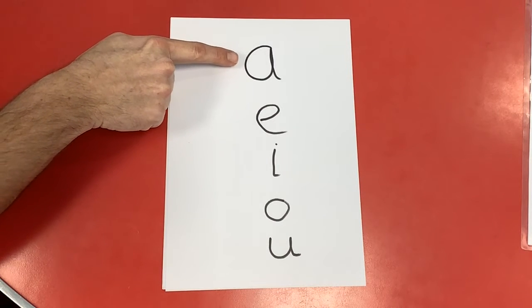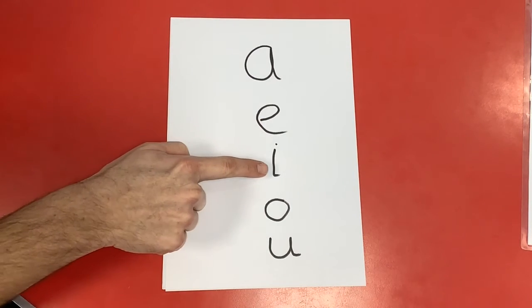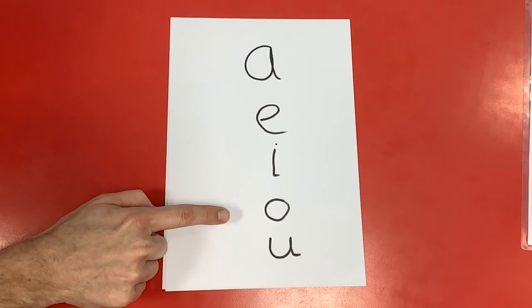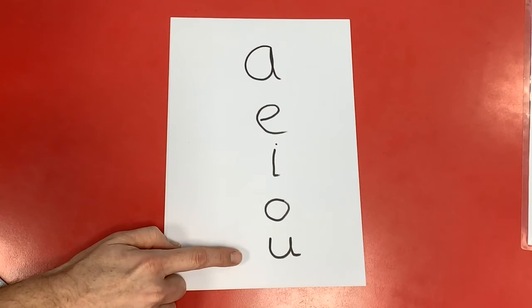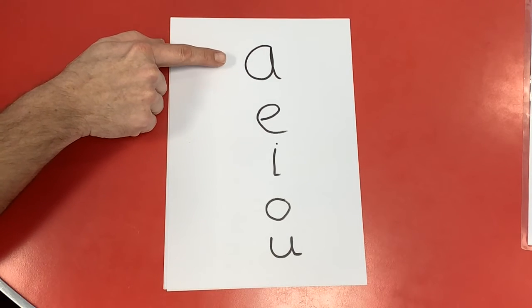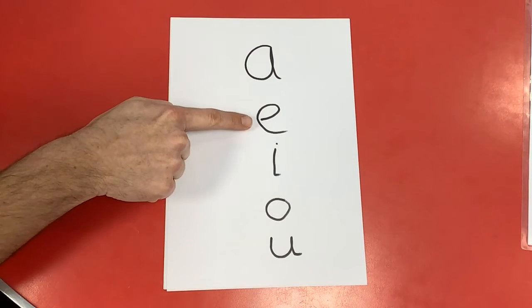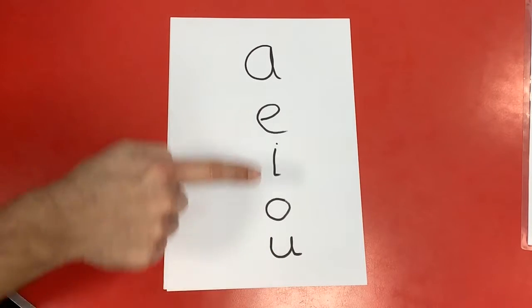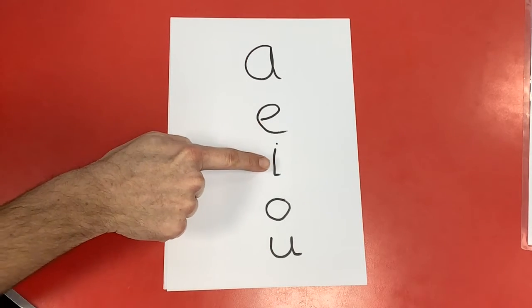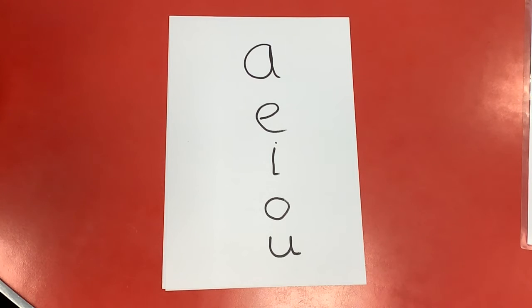S-a, sa, s-e, se, s-i, si, s-o, so, s-u, su. Off we go. Sa, se, si, so, su. Blending sounds makes words.